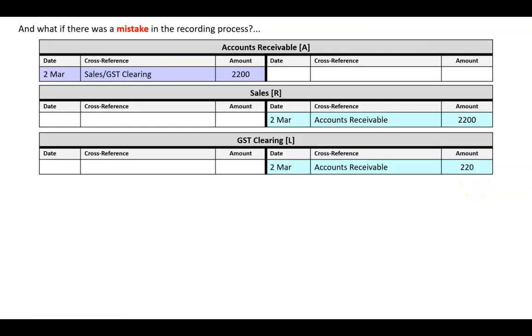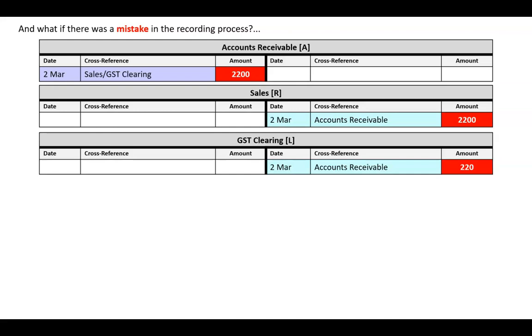So what if there was also a mistake when I was recording things? If you just look at this, this looks right. But if you look at this, the debit of 2,200 doesn't quite match up. I've got a sale credit of 2,200 and 220 in GST. So I made a mistake in the ledger, and that's very easy to do because they're not in the same account. So I've got three accounts there, and they're often not on the same page, and sometimes I've got to flick back and forth.